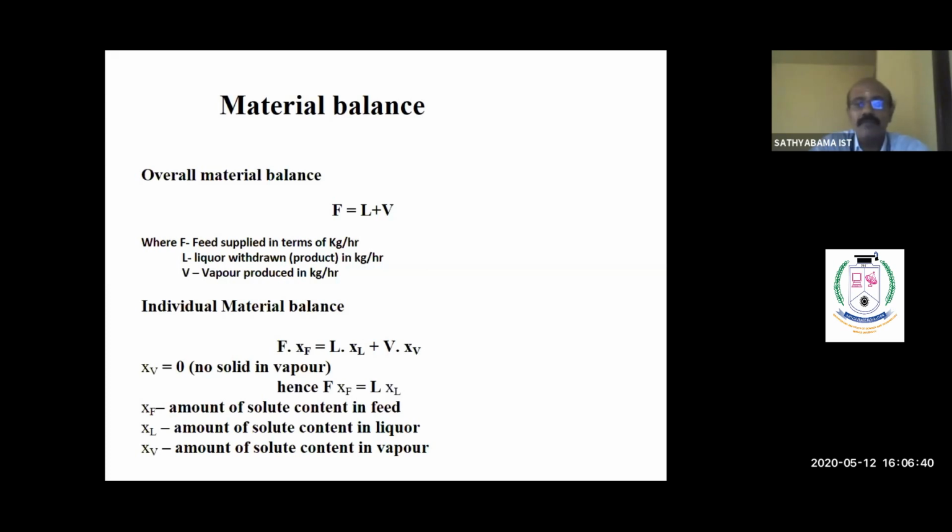So in problems, XF will be given, or XF and XL will be given, and F will be given. From that, it is possible for us to determine the liquor composition. Once you determine the L value, you can go back to equation 1, that is F is equal to L plus V, so that it is possible for you to determine the vapor content also. So by this, we can determine the unknown composition of liquor and vapor.